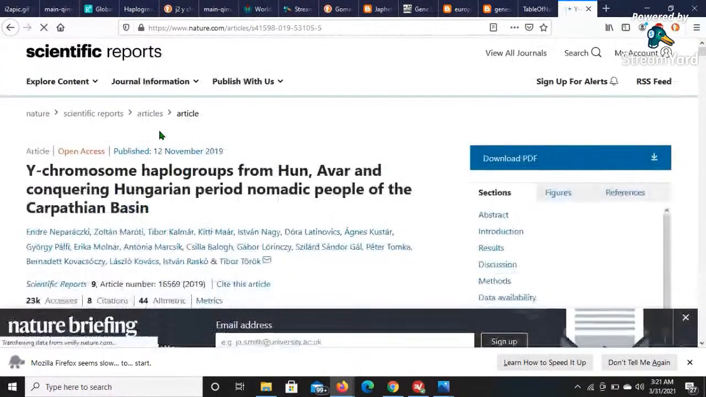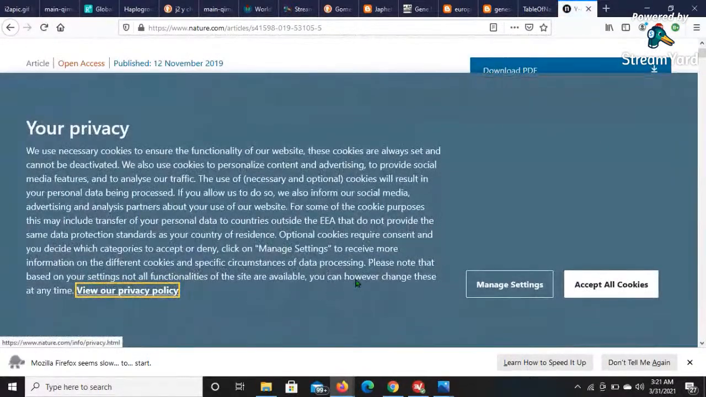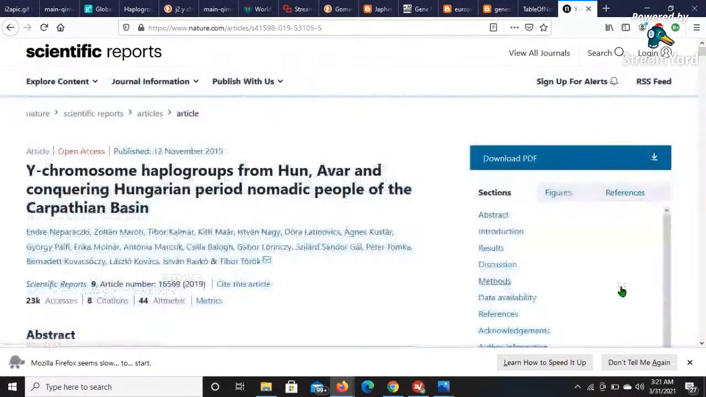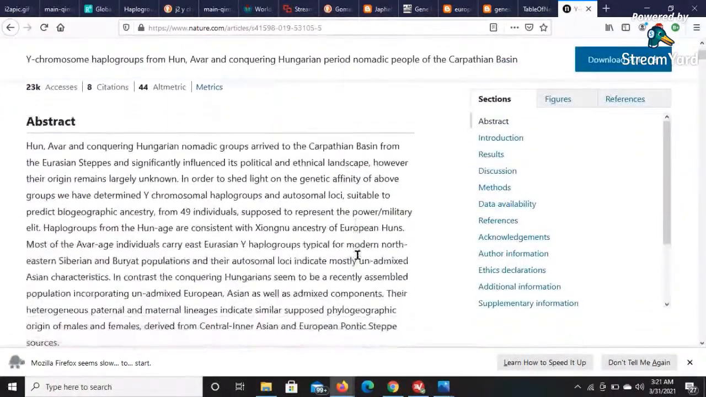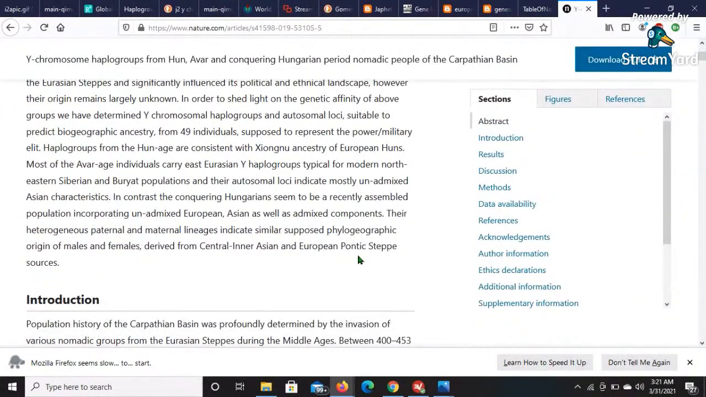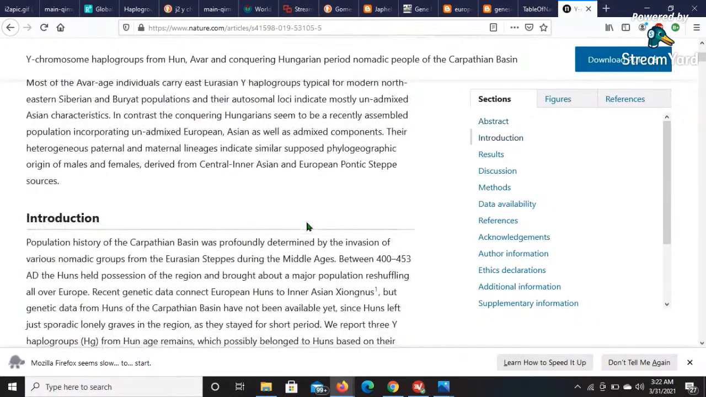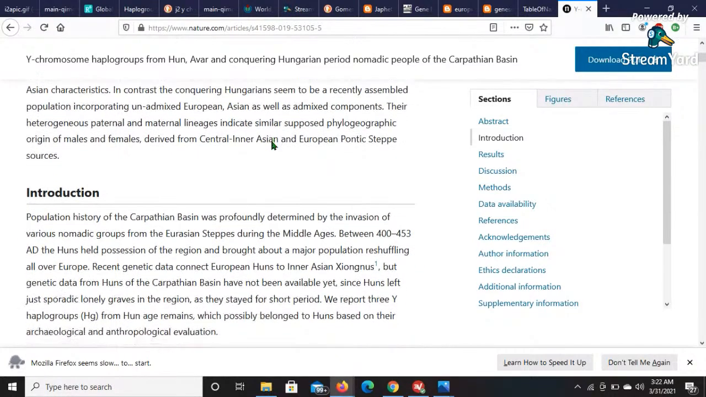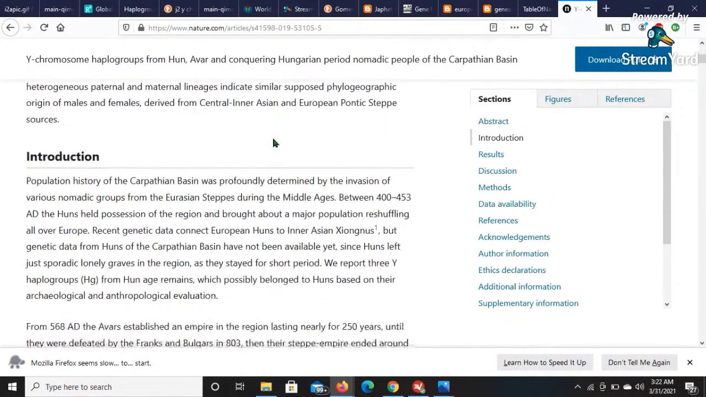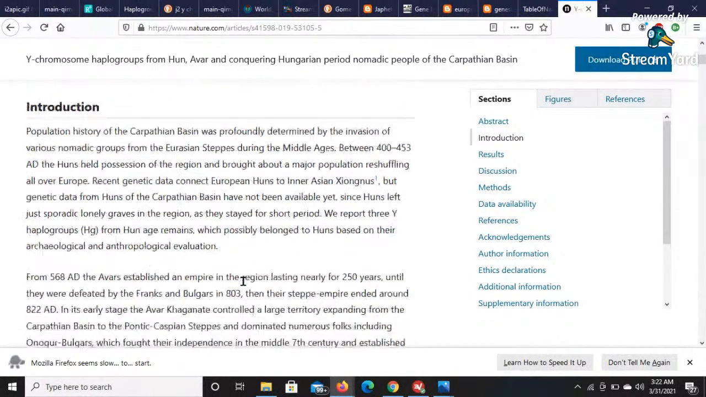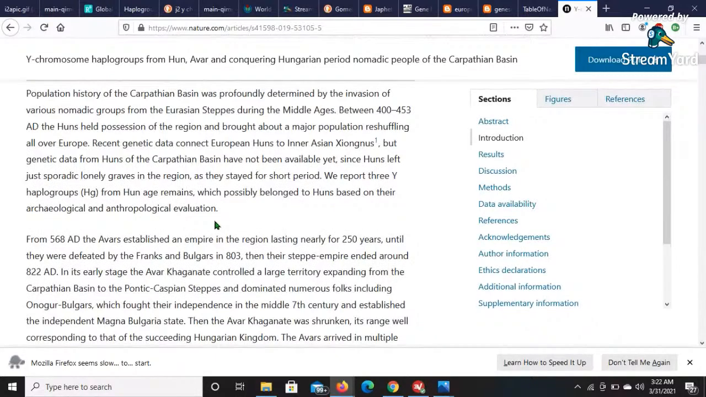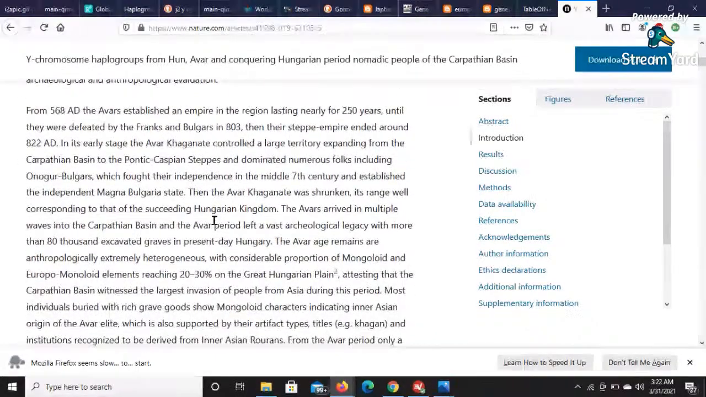Let's see what we got here. Okay, 49 individuals. Eastern Siberia. I don't care about that. I want to know what the haplogroup is. Three Y haplogroups from the Hun age remains. The Huns. Where's the haplogroups?